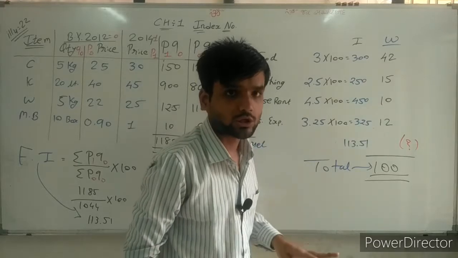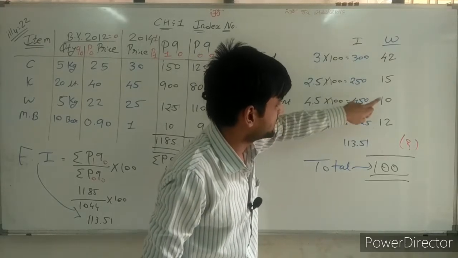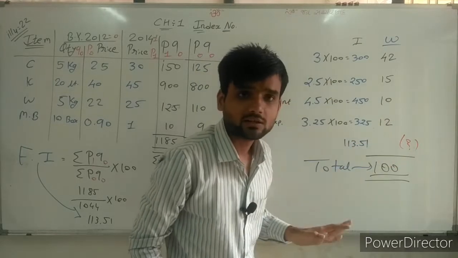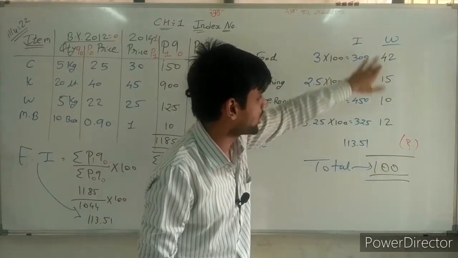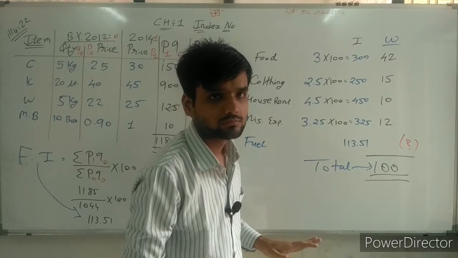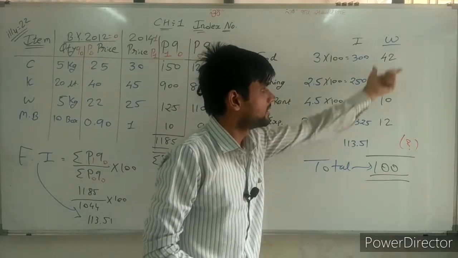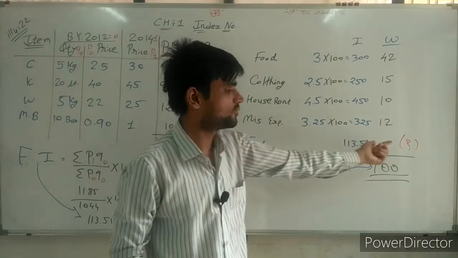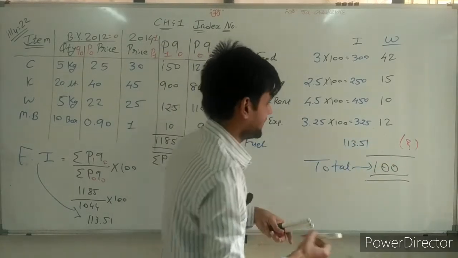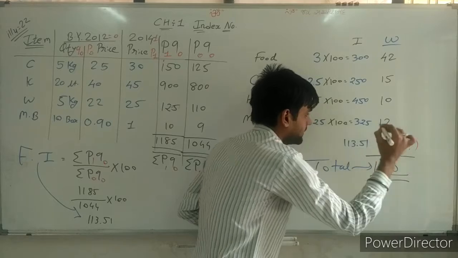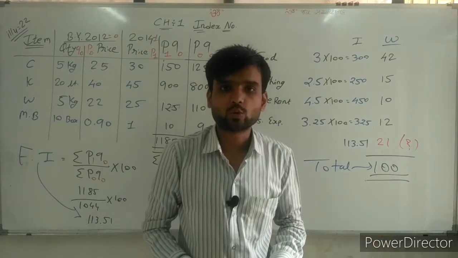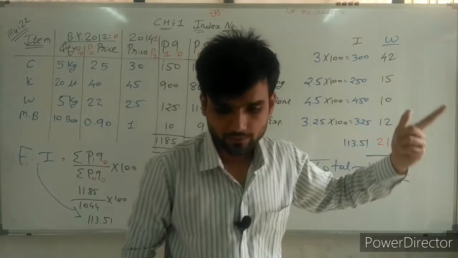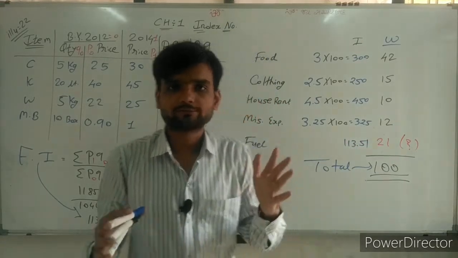79. So total 40, 50, 60, 70 and 79. So 79% is the total of this 4 items group. Now from 100, 79 deducted. Remaining amount is for fuel. So remaining amount 80, 90 and 100. So 21% is fuel expenditure. That is the important one.